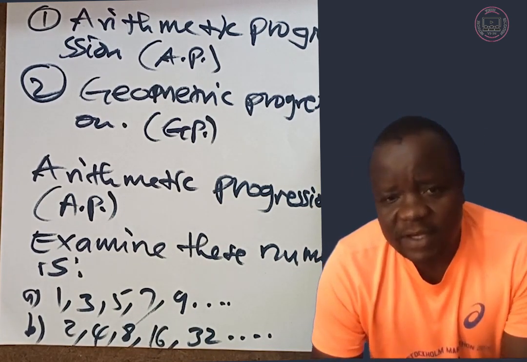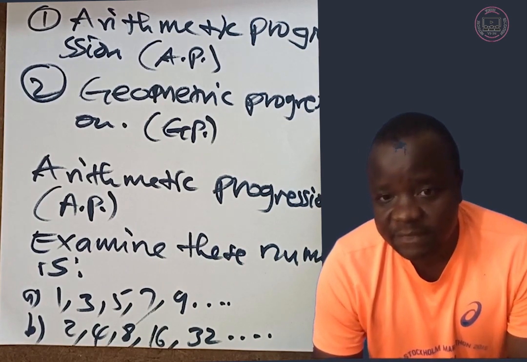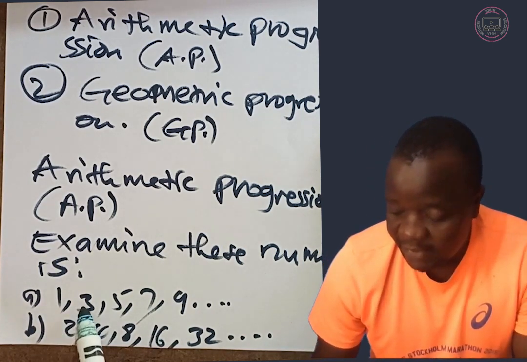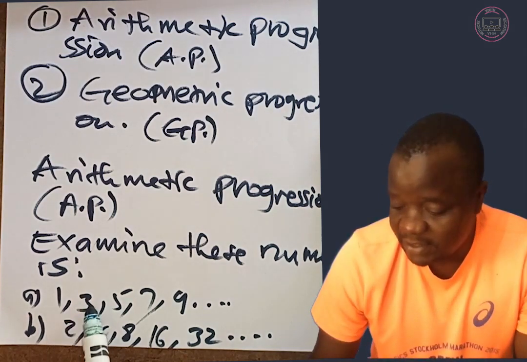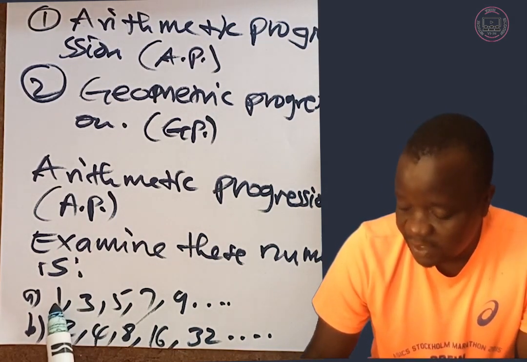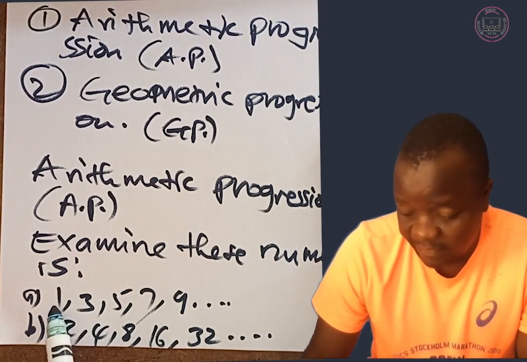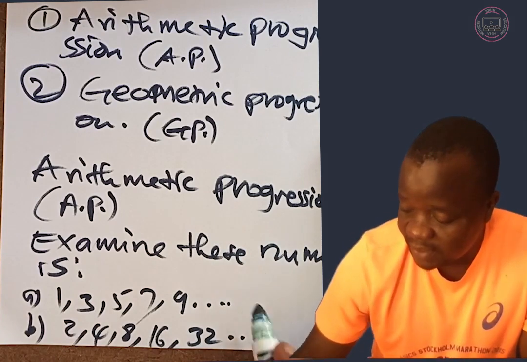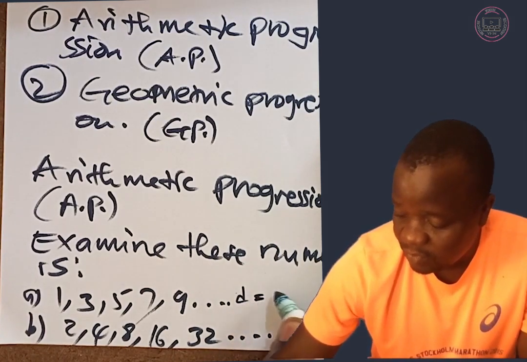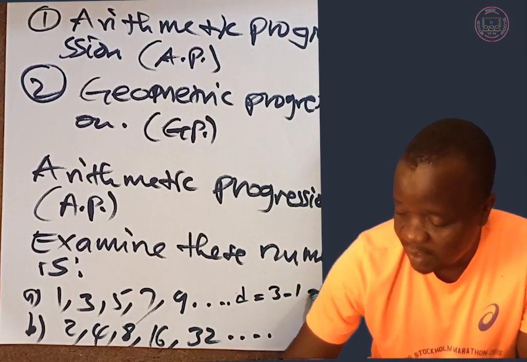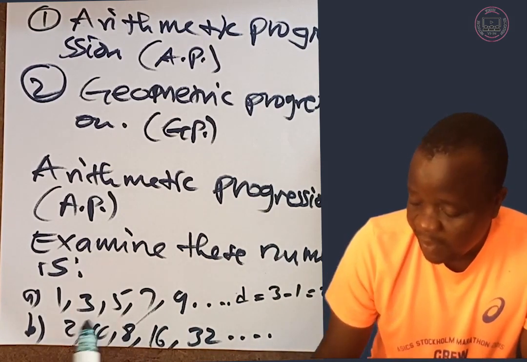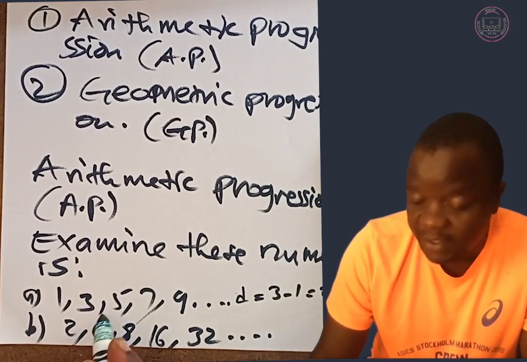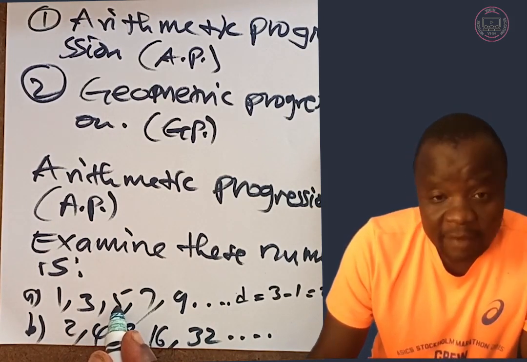Now let us look at the D. We have to find the common difference between two successive terms. Let us take 1 and 3, which are successive terms. If we subtract 1 from 3, and not 3 from 1, D here will be 3 minus 1, which is 2. But now let us also pick the other terms. You can also pick 3 and 5 here.